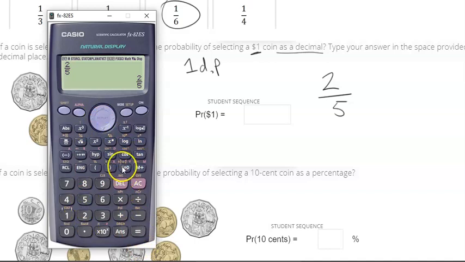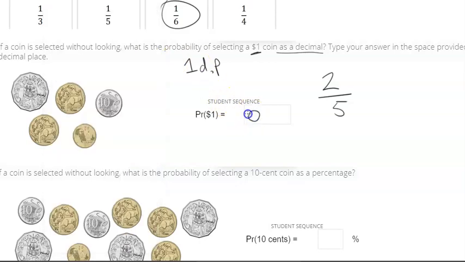Make sure you press the equals to execute it, then press SD. And in this case, in decimal form, our answer is 0.4. So find your fraction and convert this into decimal, okay?